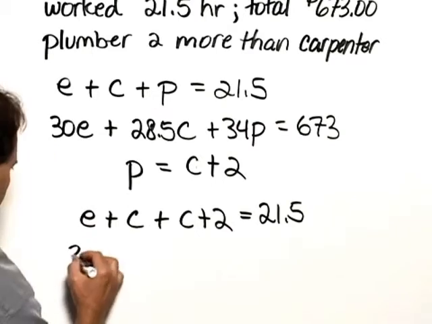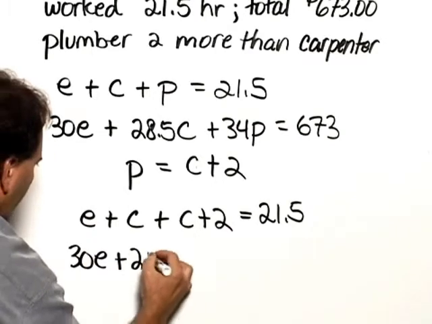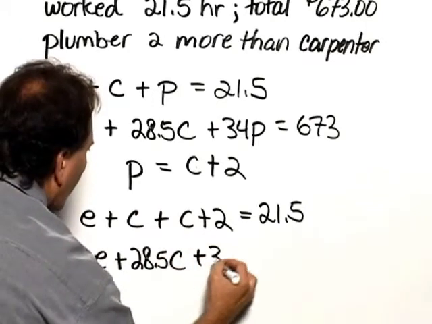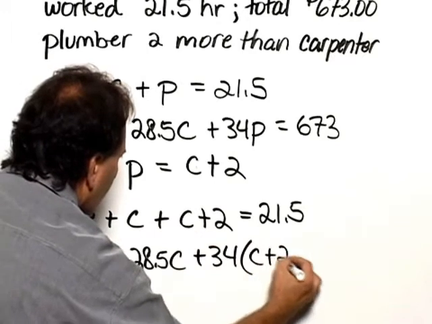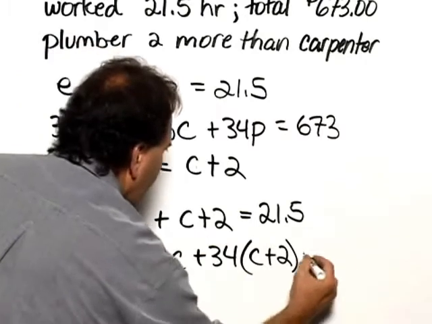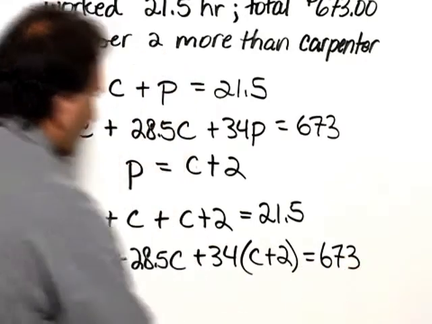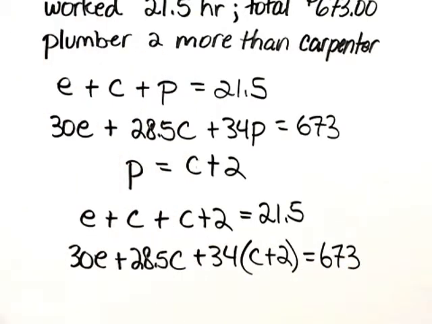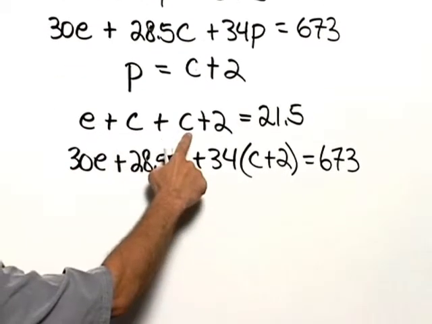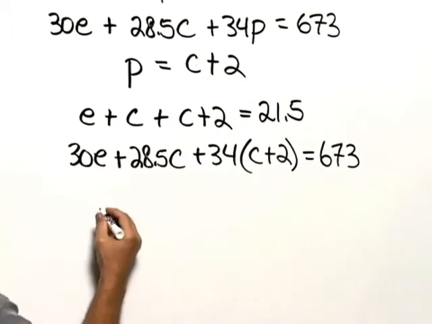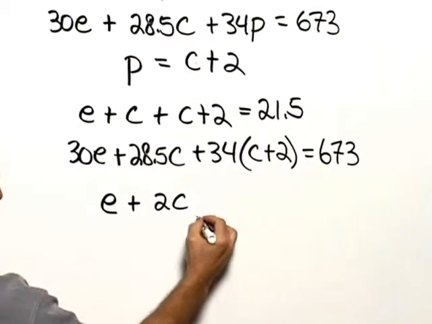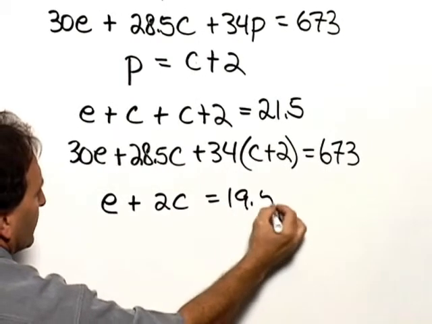Let's do it for the second equation. We would have 30E plus 28.5C plus 34 times P, where P is now being substituted with C plus 2. And that would equal 673. Let's simplify each of these equations. Let me start with this one. We can combine the C's together and we can subtract 2 from each side. That would give us an equation E plus 2C is equal to 19.5.